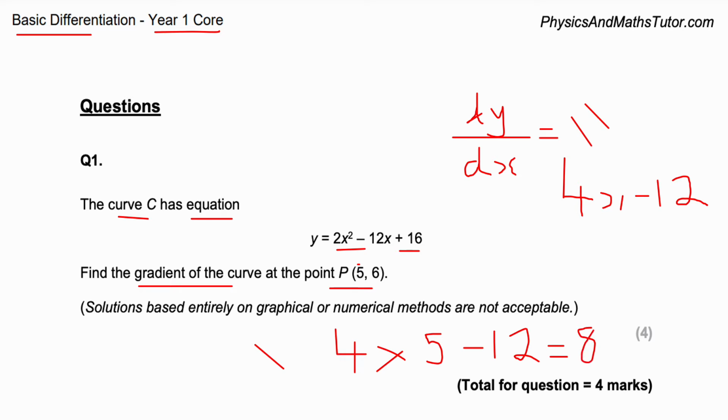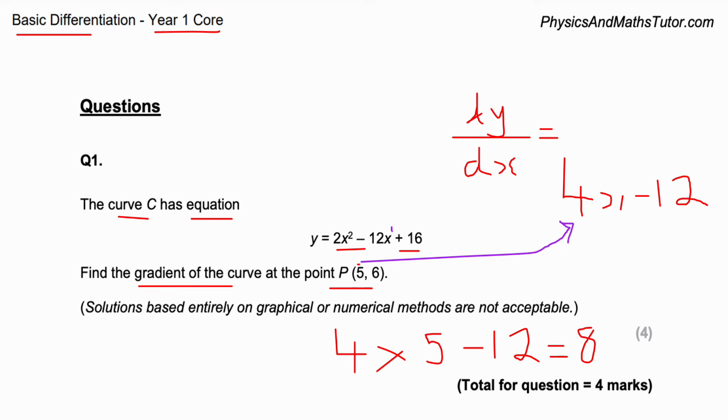Apologies guys about any jerkiness in this video, so please forgive me. So we differentiate, so the power comes down as a multiplier and then we reduce the power by 1. Remember, this is 12x to the 1 here. 1 times 12 is 12 and then the power comes down to 0. X to the power of 0 is just 1, so that just disappears, and then differentiating a constant always goes to 0, guys. And then I subbed in the x coordinate of 5 into dy by dx to work out the gradient at that point.